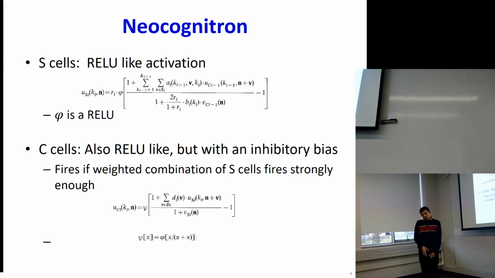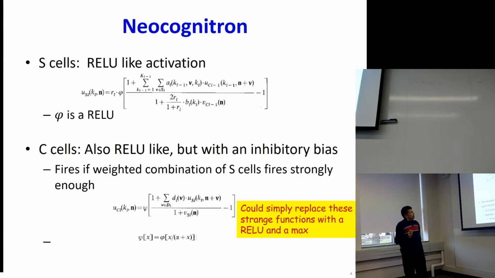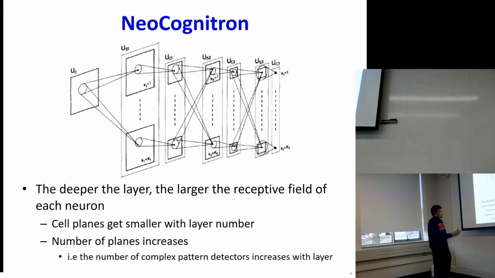But then it turns out that you can actually replace these two strange functions with a ReLU in the upper layer and a max in the lower layer, and the whole thing still works. So what Fukushima did was to propose a network structure.